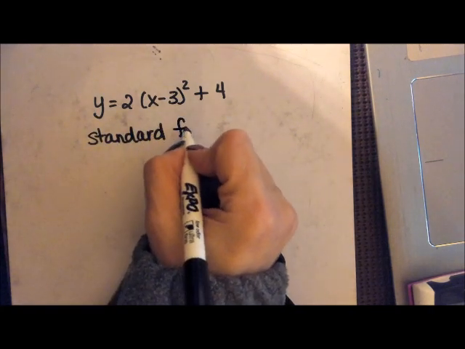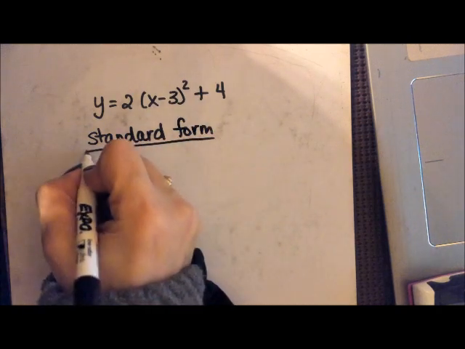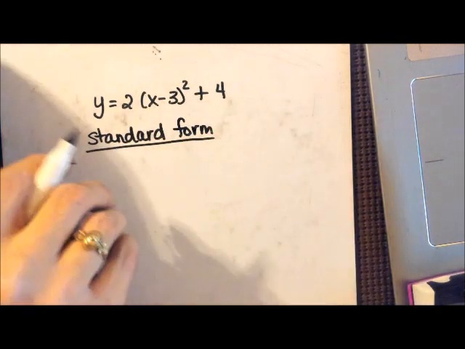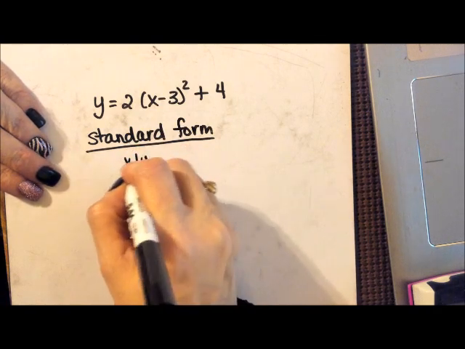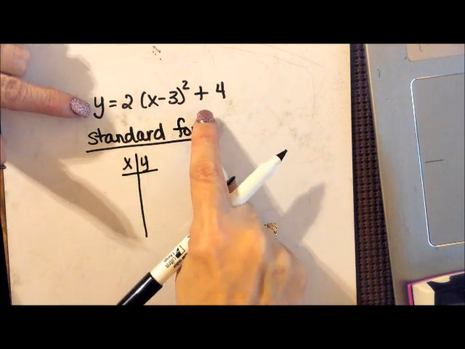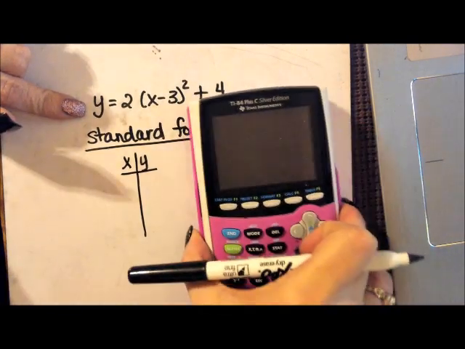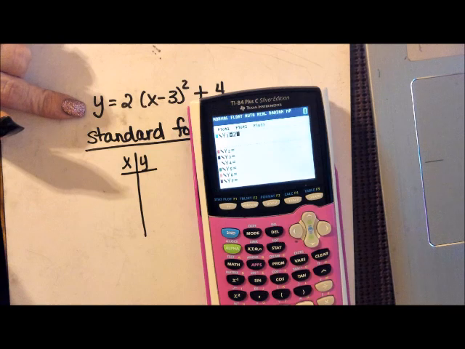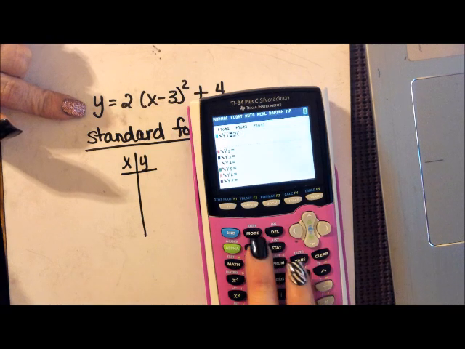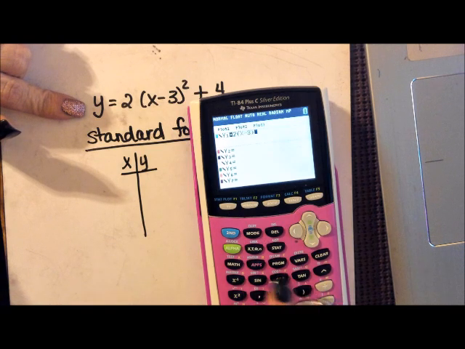Now, I know a lot of mistakes can be made in the math that goes involved with that. So here's what I'm going to do. I'm just going to say, okay, you want it in standard form? I'll put it in standard form. Let's take this and put it in our calculator. So we're going to go to y equals, and we're going to put 2 parentheses x minus 3 parentheses squared plus 4.